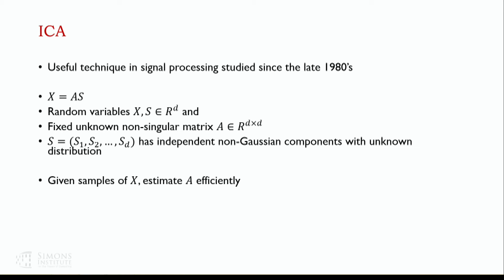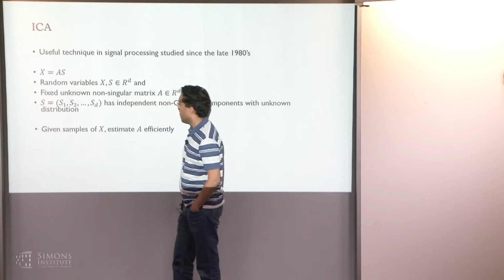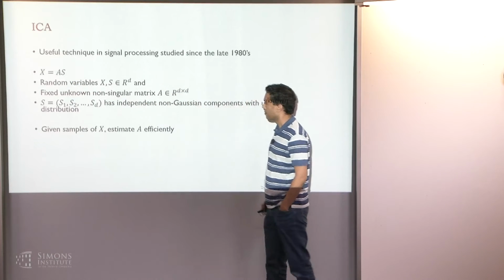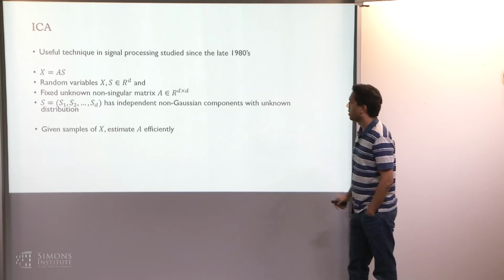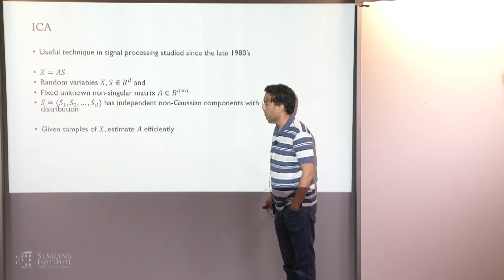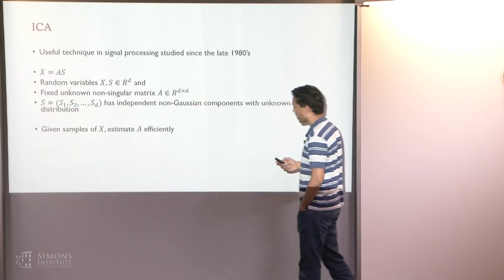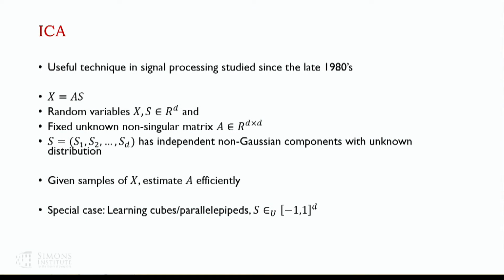It's a very well-studied technique in signal processing and also in many other areas. We have this model: X is a random variable given by A times S. A is a non-singular matrix, and S is a random variable. What we know about it is that its components S1, S2, ..., SD are independent. They are not Gaussian, but we don't know their distribution, and we also don't know the matrix A. We are given samples of X, and we want to estimate A efficiently. That's the ICA problem. Our problem, learning cubes, is a special case of this, when S is uniform from [-1, 1] to the D.